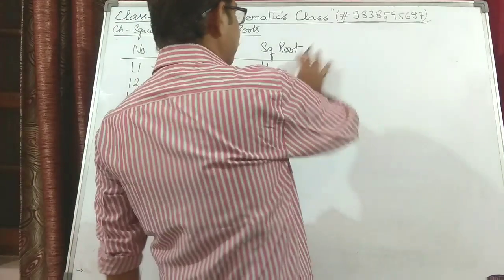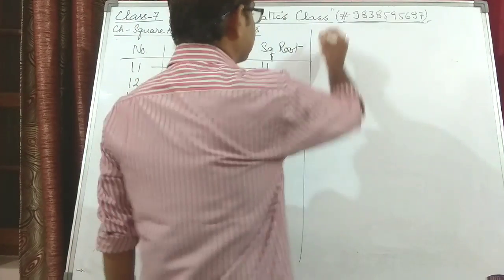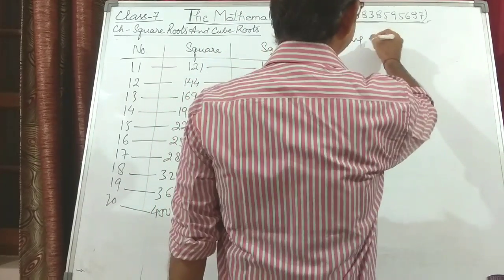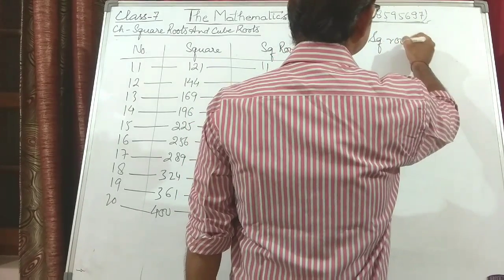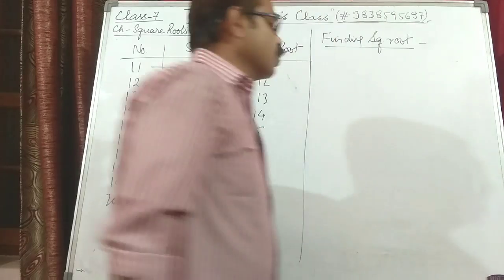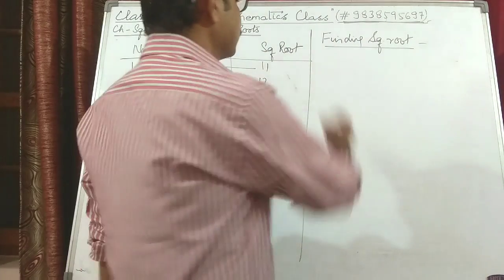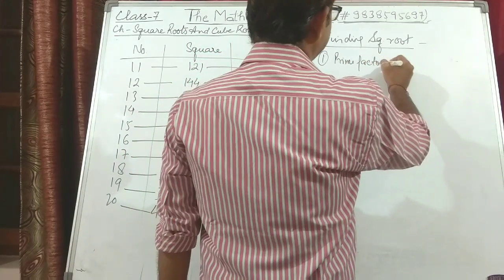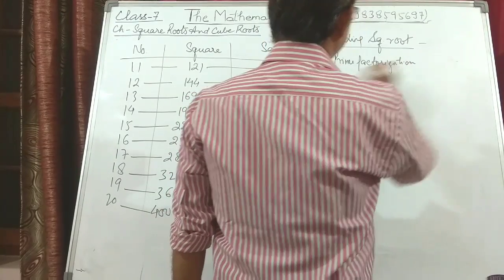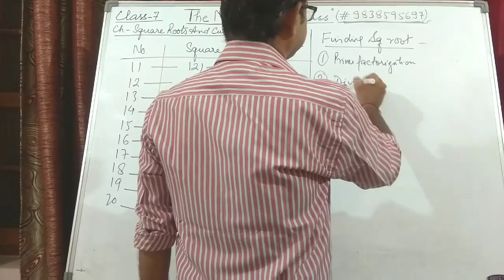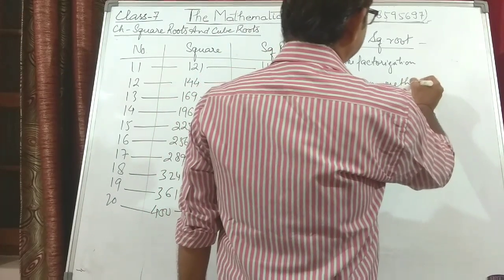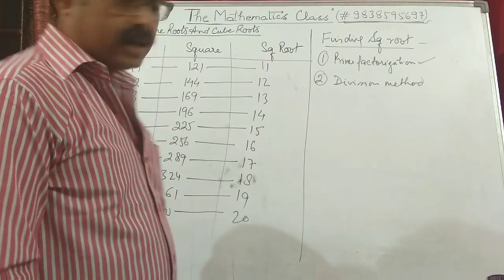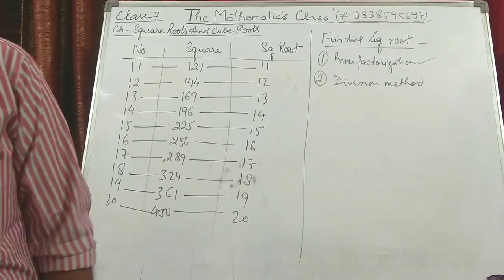Now first thing is, how do we find out a square root? Finding square root. In your syllabus or generally there are two methods. First is by prime factorization, and second one is division method. So today we will be discussing only the prime factorization method. Now let us take an example.